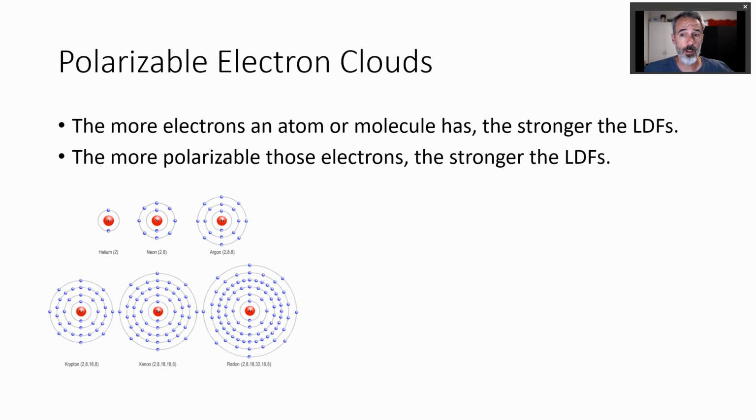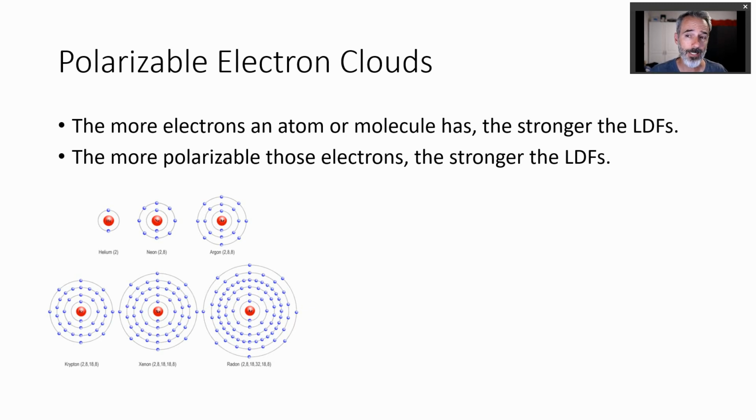Well, definitely radon, right? Radon has a massive electron cloud. Those outside electrons are so far from the nucleus that the nucleus isn't going to be able to hold them really tight, so they're going to be very fluffy. They're going to be very polarizable. And the more electrons you have, the stronger the London dispersion forces. And the more polarizable those electrons are, the stronger the London dispersion forces.